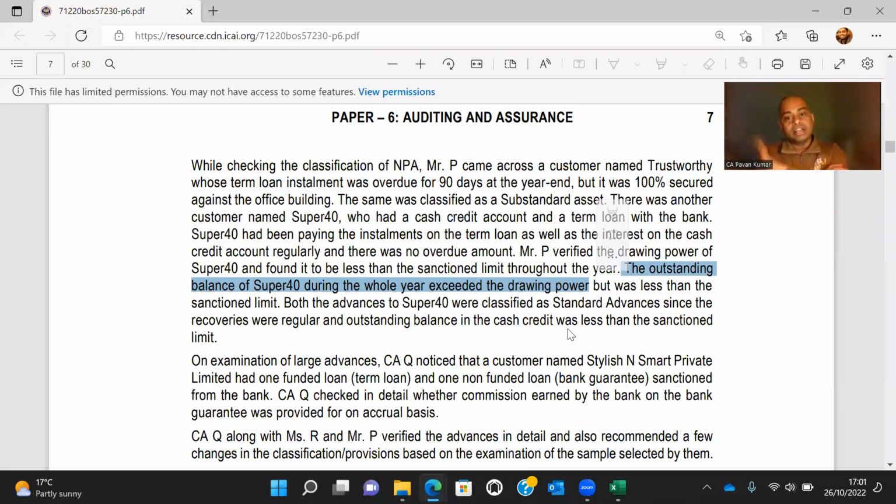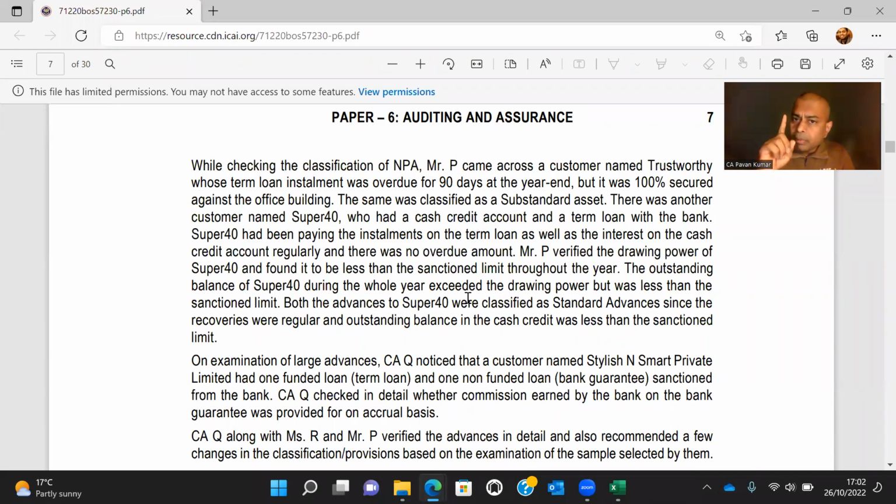If it is more than 90 days, NPA. So now imagine for one borrower X Limited, State Bank of India said, dear X Limited, your sanction limit is 20 crores. Your drawing limit is 15 crores. If they utilize more than 15 crores, even if there are no overdues and they are paying interest and EMI regularly, but still your outstanding exceeded drawing power for more than 90 days, you are an NPA.